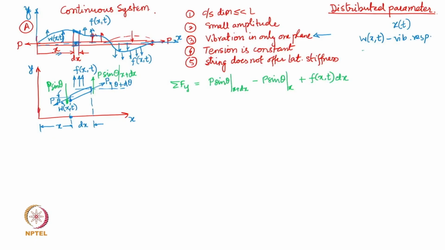Okay, because this f of x comma t is the external force per unit distance. Okay, P is the tension, so the tension in the string is P. So now this has to be equal to the mass times acceleration. Now the mass of the string is rho into dx, where rho is mass per unit length.